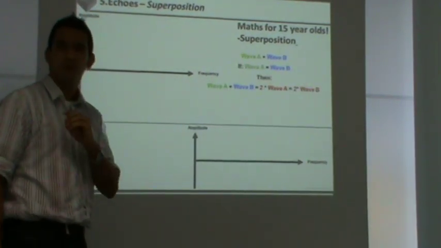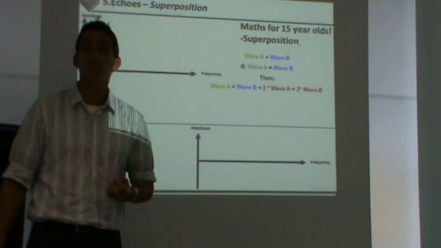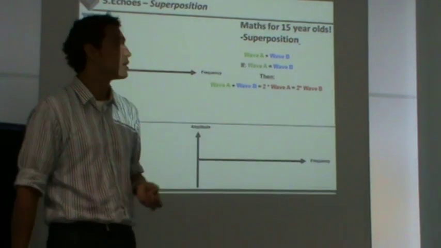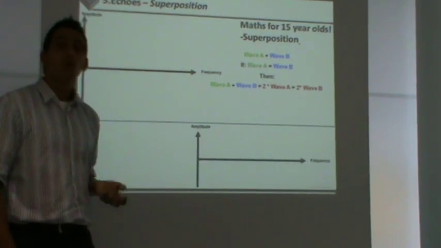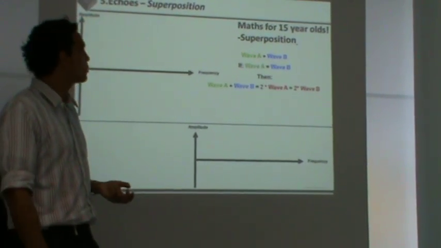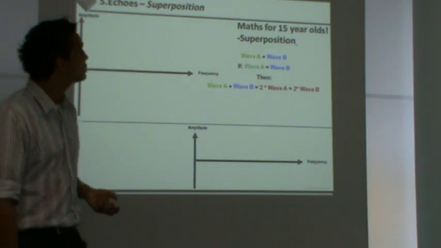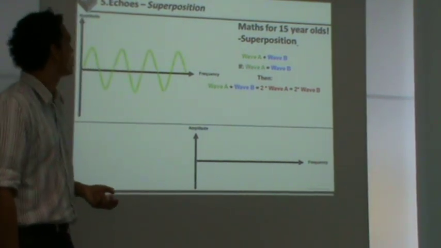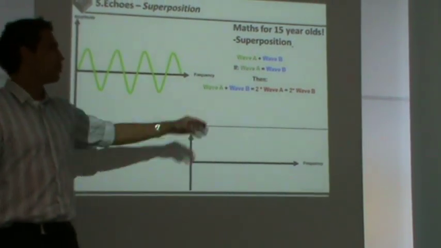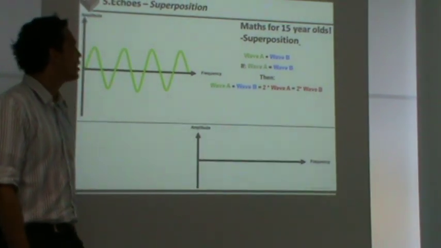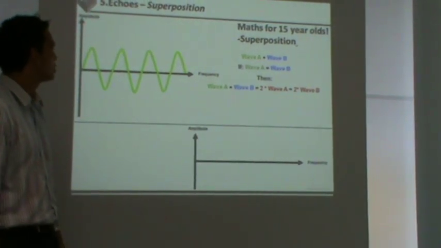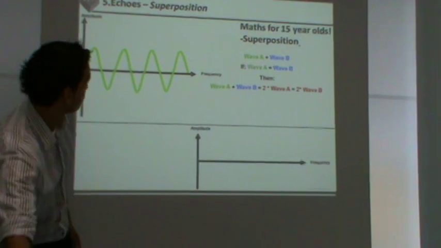So now, do you remember this sort of thing. If you were 15, you should have learned this in your physics lessons or your maths lessons. It's called superposition. This is what I'm going to explain now. So, if we've got our one wave, wave A, and then if we've got our wave B, which is exactly the same size.